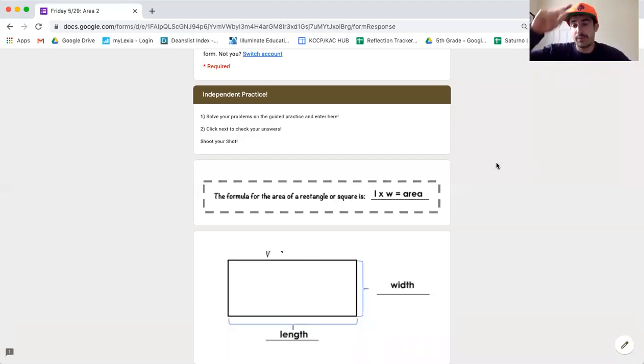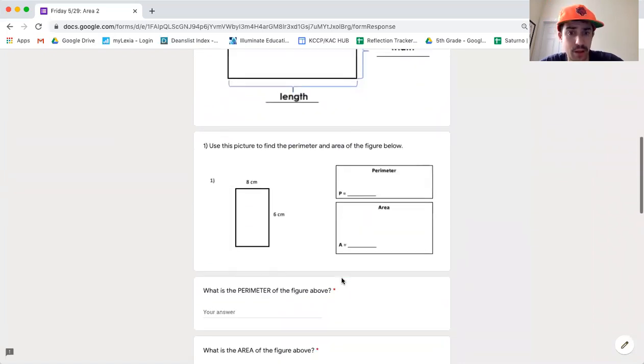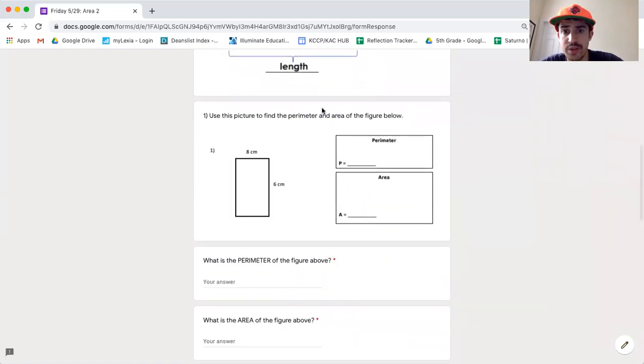Hey, we're looking at the area of some squares or rectangles right now. We always know that the area of a square or rectangle is length times width equals the area. So we're going to find some lengths and widths, shall we? First, we're going to find the perimeter and the area of this figure here.